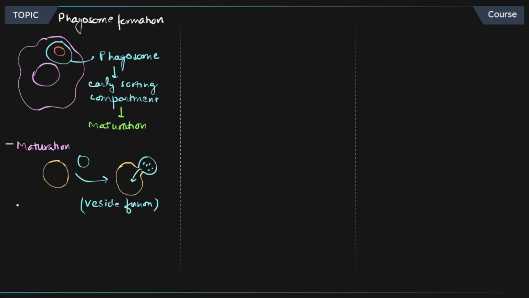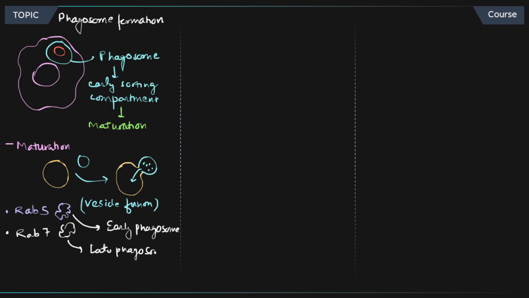Okay, so what basically will happen? Various proteins are going to get involved. One is Rab5 and Rab7. These are two important proteins that are involved in vesicle formation or maturation. Rab5 is involved in early phagosome formation, right? And Rab7 is the late phagosome indicator. So basically, the transition from Rab5 to Rab7 will indicate the maturation.